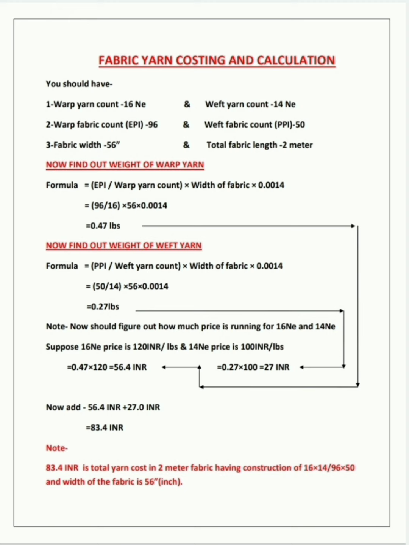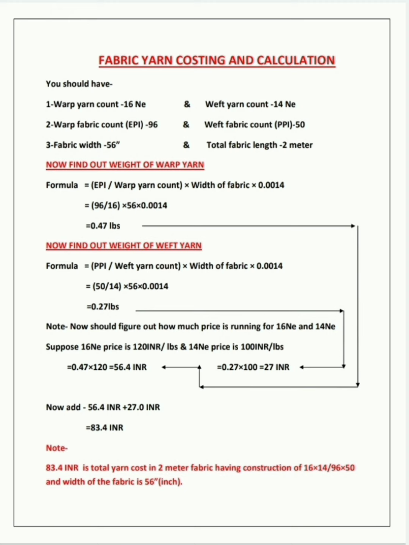The same thing will be followed for the weft yarn weight. The formula is PPI divided by weft count, multiply fabric width, multiply 0.0014. PPI I have taken 50 and weft yarn count is 14. So 50 divided by 14, multiply 56, where 56 is the fabric width, and multiply 0.0014. The result came out to 0.27 lbs.